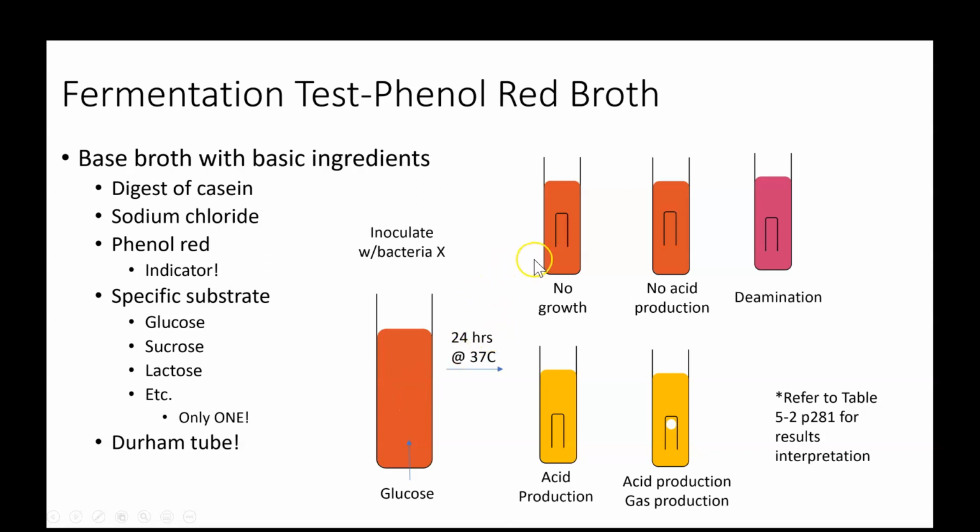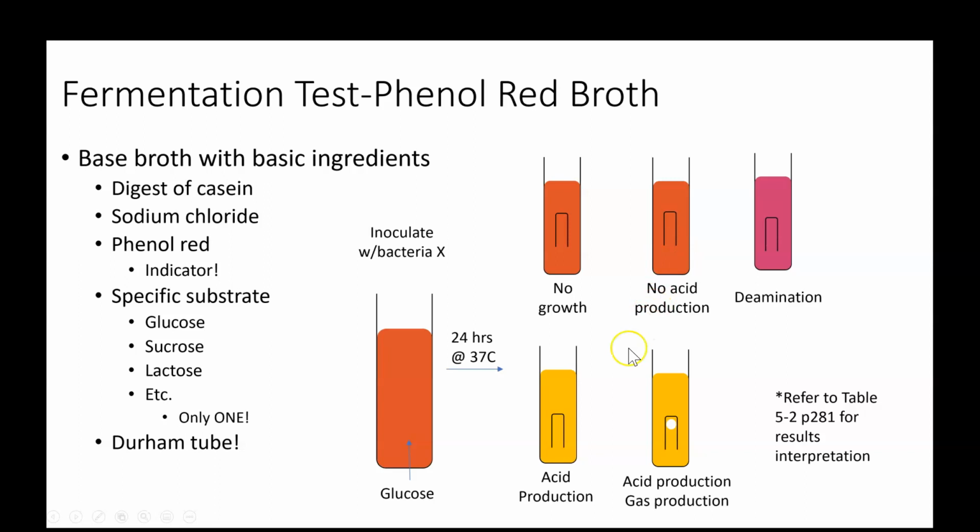All right, so what are our possibilities? We could have a turbid broth. Imagine that this broth is cloudy, but it didn't really change color. There's no difference in the color between these two particular tubes. And in this case, we can confidently conclude that there is no acid being produced because we didn't see a change in pH. The media stays that red color.